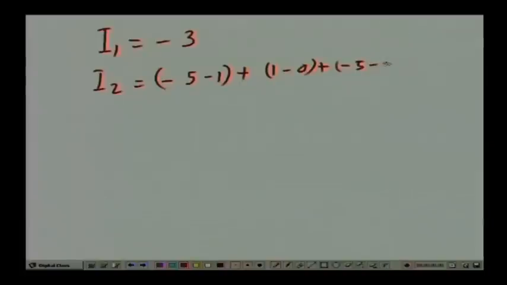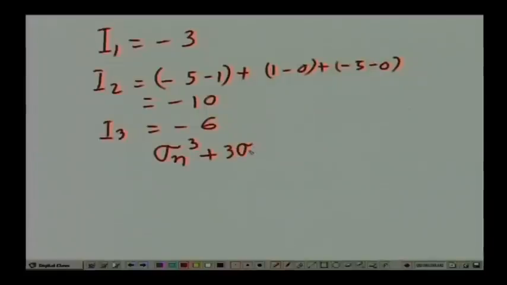So, I 1 we got as minus 3, I 2 is sigma x times sigma y as minus 5, minus 1, plus 1 minus 0, plus minus 5 minus 0, which is equal to minus 10. And likewise, if you compute I 3, this is going to be equal to minus 6. Hence, the cubical equation which we get is sigma n cube minus I 1 sigma n square. Now, here I 1 being minus, so this is plus 3 sigma n square.